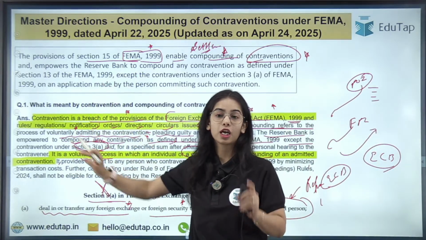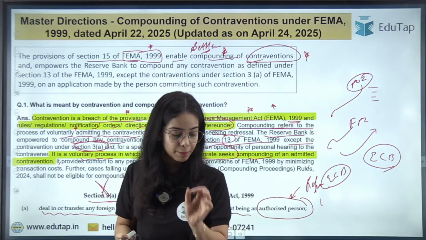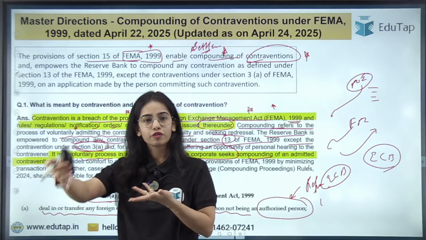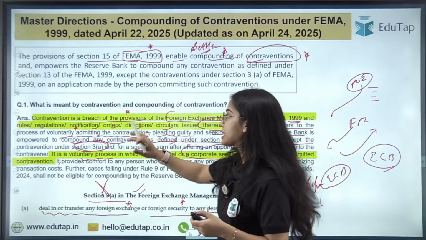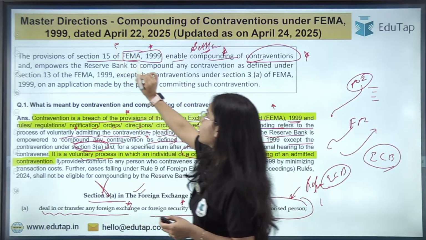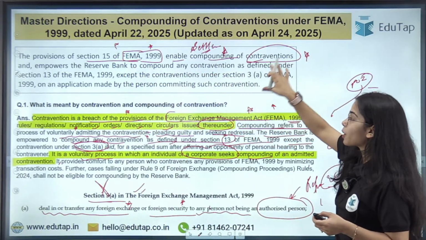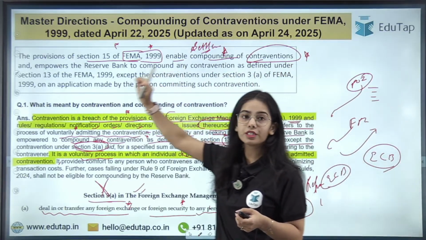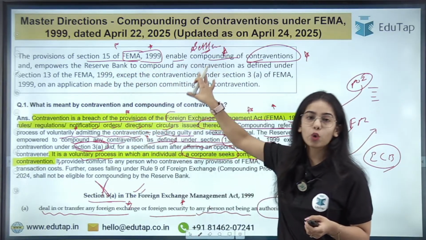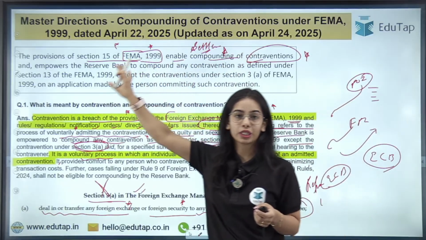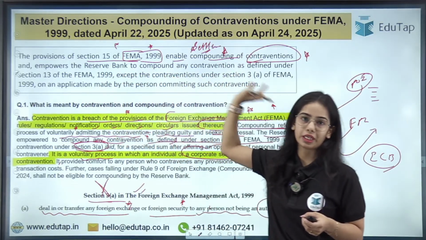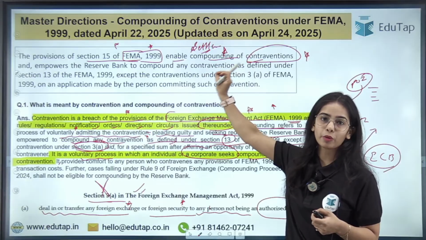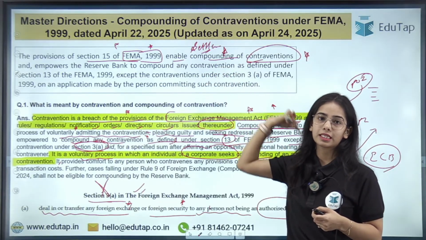I hope this is clear, because if the terminologies are clear, the compounding and the contravention, the further things will be easier for you. So basically the provision of section 15 of FEMA 1999 enables compounding of contravention, and it empowers the RBI to compound any contravention that is detailed in the section 13 except the section 3A. All the compounding can happen by the RBI except the section 3A.